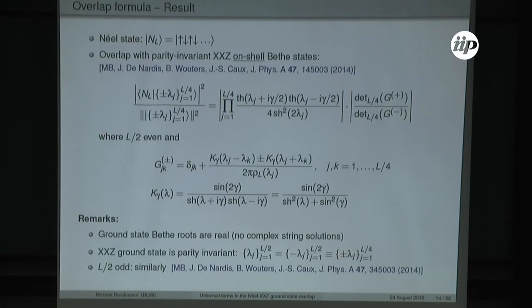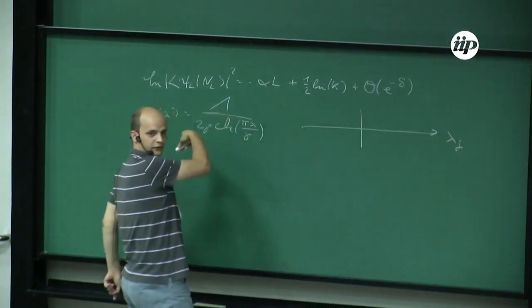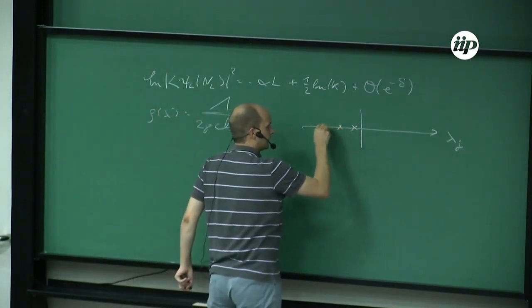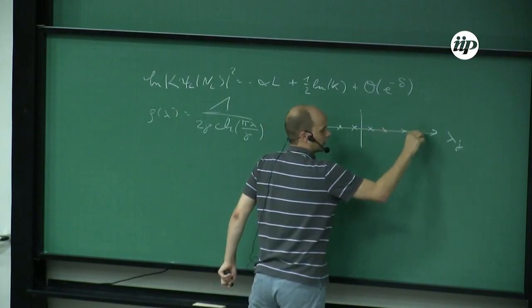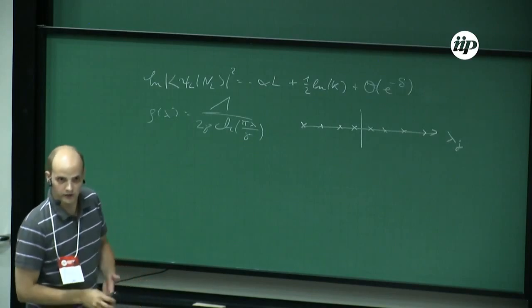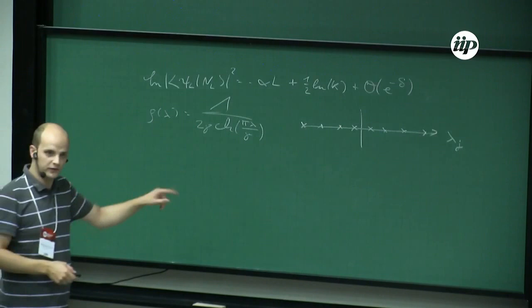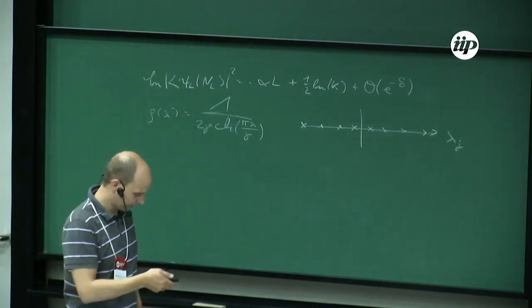The roots, this is what they look like for finite L. This is the distribution in the thermodynamic limit, and if you are at finite L, say L equal 16, they would look like this. These are the ground state roots. Only real. Of course, XXZ allows also for string solutions, but here we are interested in the overlap with the ground state.